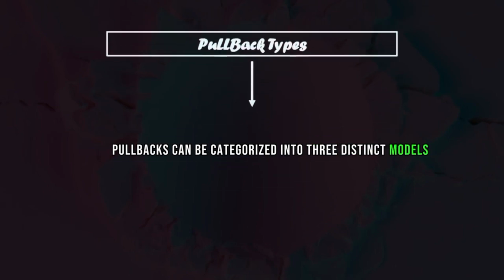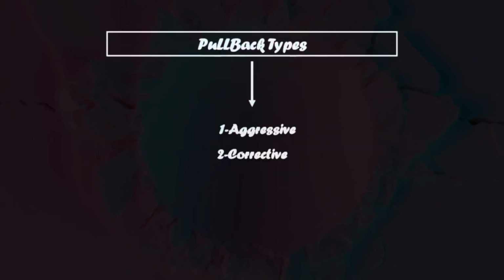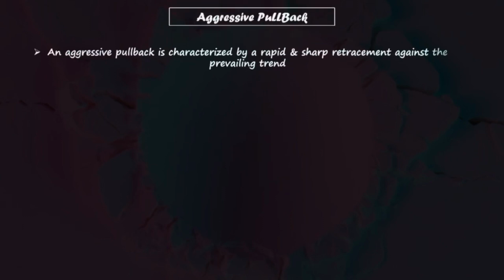Pullbacks can be categorized into 3 distinct models: aggressive, corrective, and sweeping. Now let's delve into the details of each type of pullback and explore how we can use them to enhance the systematic nature of our trading plan. The first pullback type is the aggressive pullback. An aggressive pullback is characterized by a rapid and sharp retracement against the prevailing trend.